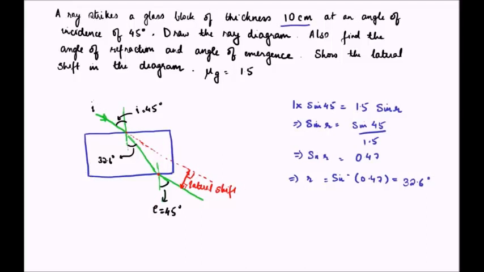An important correction in my calculation, I'm sorry about it. I calculated sine inverse 0.47 as 32.6 degrees. Rather, it should be 28.03 degrees. So the angle of refraction, in this case this angle, should be 28.03 degrees. This has been a mistake in the calculation. Kindly rectify it. Thanks.